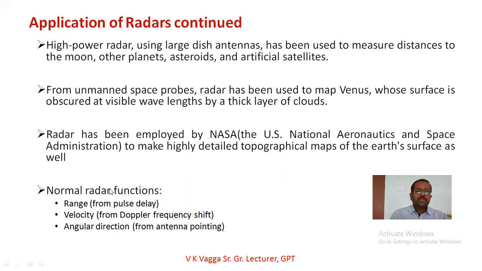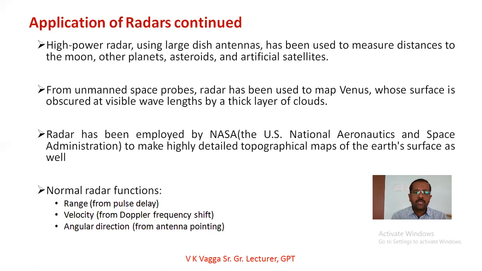Okay, and if you take the normal functions in general, the applications of the radar: it is able to measure the range, from the pulse delay; it is able to measure the velocity, from the Doppler frequency shift; and it is able to measure the angular direction, from the antenna pointing. All these are the major three functions of the radar. Understood? It measures range, velocity and angular direction. All these three are the important functions of the radar.